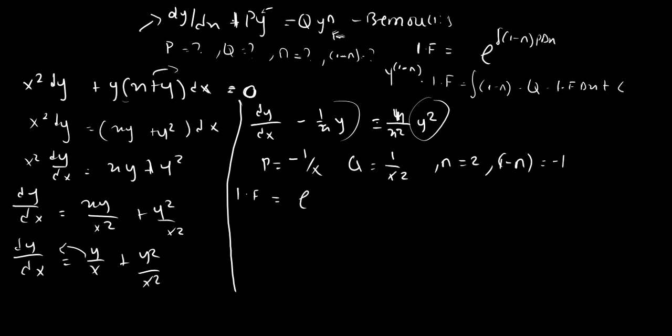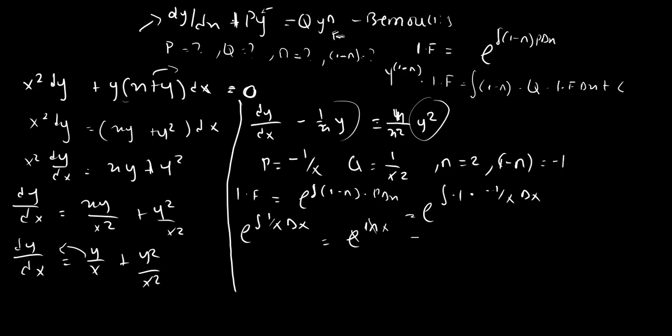It is e to the integral of 1 minus n multiplied by p dx, which is equal to e to the integral of negative 1 multiplied by p dx, which is negative 1 over x dx. Negative 1 times negative 1 will give us positive 1. So we have e to the integral of 1 over x dx, and this is equal to e to the ln x, and the exponent will cancel the ln, so that's equal to x. So our integrating factor is x for that question.